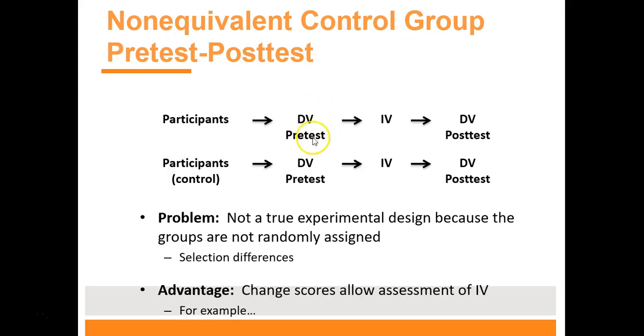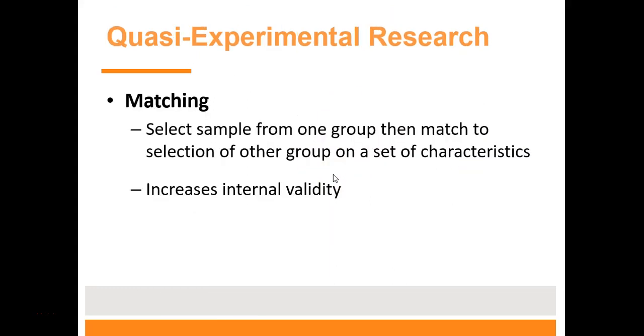But if you are able to get a pretest, then you can definitely look at change scores and say, pretest to post-test, I see a difference in one group and not in the other group. Another thing we can do with quasi-experimental research is what we call matching. This is selecting your sample from one group and then finding a group of characteristics that you think are important and matching your other set of participants on those characteristics.